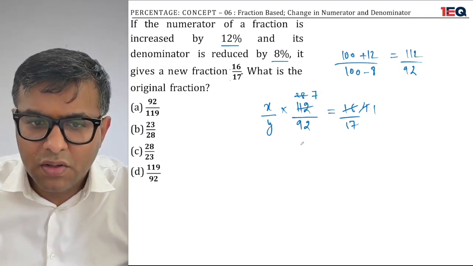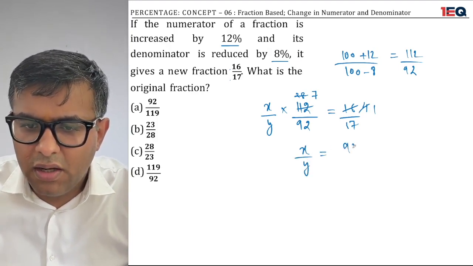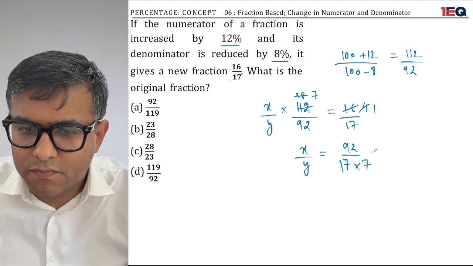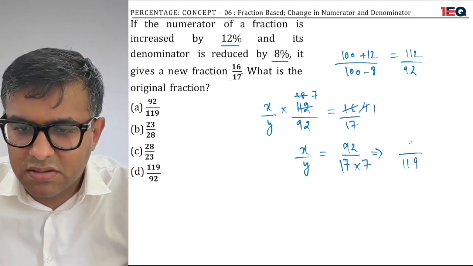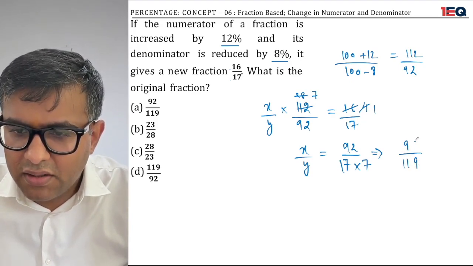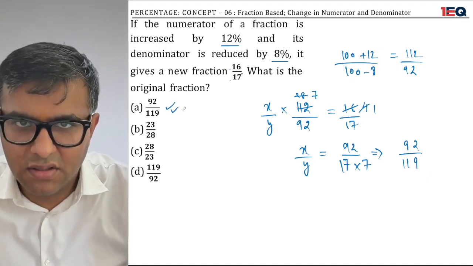No. So x upon y is equal to 92 divided by 17 multiplied by 7. So 17 sevens are 119. You must recall the tables, and 92 remains here. So this is the answer that we've arrived at.